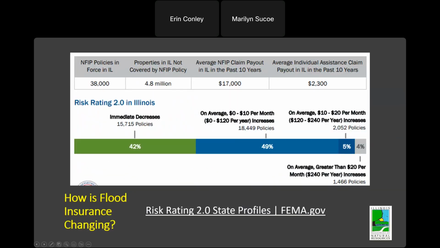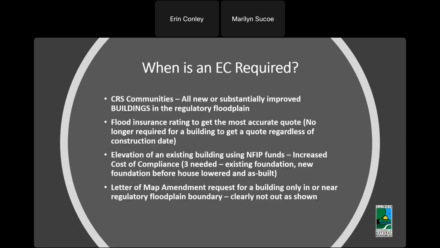Next. I'm going to skip this. So again, when is an EC required? CRS communities are going to need it for all new or substantially improved buildings in the regulatory floodplain. Flood insurance rating to get the most accurate quote. It's needed when increased cost of compliance money is being used after a home is substantially damaged and that home or building is being elevated.